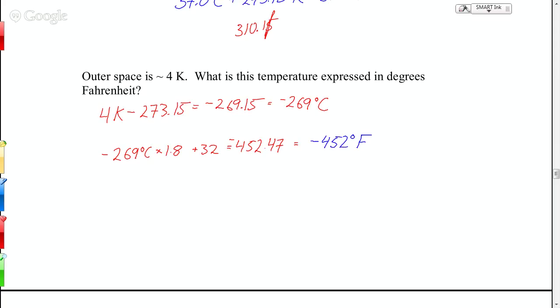All right, do something like that. So look what I did here. I took the 4 K and I subtracted 273.15. Significant figure rules tell us to cut off after the ones place here. So that gives us minus 269 degrees C. Then we're going to multiply that by 1.8 and add 32. Those are exact factors, so we don't need to consider them in significant figures. That gives us minus 452.47, which we then round to minus 452 based on the minus 269, 3 significant figures. So minus 452 degrees F.